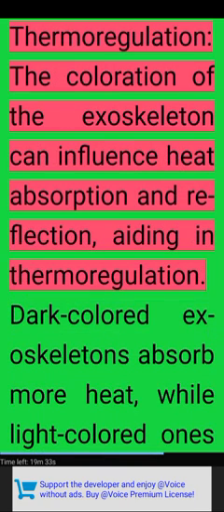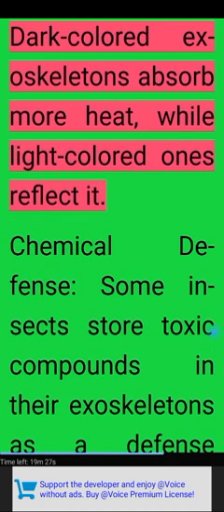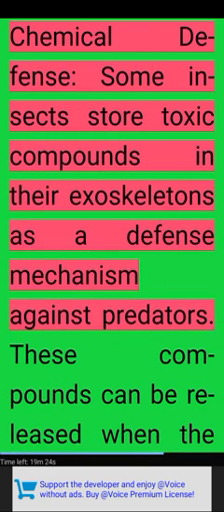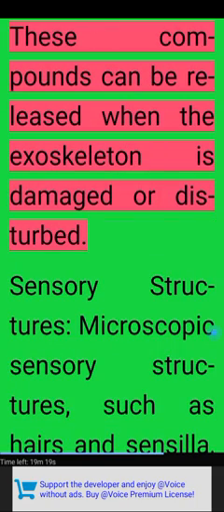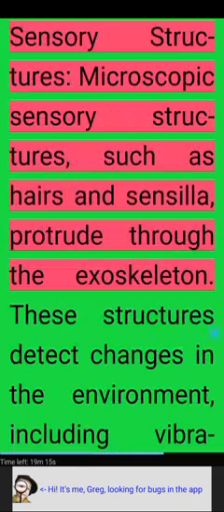Thermoregulation. The coloration of the exoskeleton can influence heat absorption and reflection, aiding in thermoregulation. Dark-colored exoskeletons absorb more heat, while light-colored ones reflect it. Chemical defense. Some insects store toxic compounds in their exoskeletons as a defense mechanism against predators. These compounds can be released when the exoskeleton is damaged or disturbed.